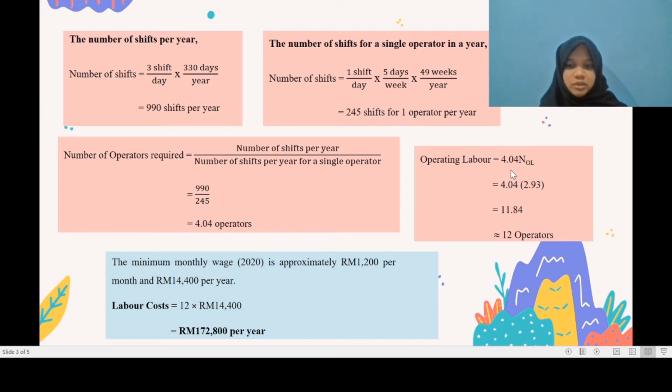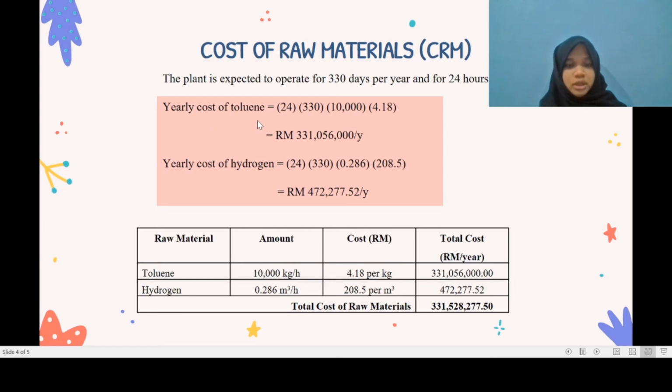For the operating labor, we just need to multiply the number of operators required with the NOL that we got earlier, which we got approximately 12 operators. Since the minimum monthly wage in 2020 is approximately 1,200 ringgit per month, and 14,400 ringgit per year for their annual wage. So to get the labor cost, the operating labor needs to multiply with the annual wage, where we got 172,800 ringgit per year. For the cost of raw material, toluene and hydrogen are our raw materials for our benzene production. So the total cost of raw material is 331,528,277.50.